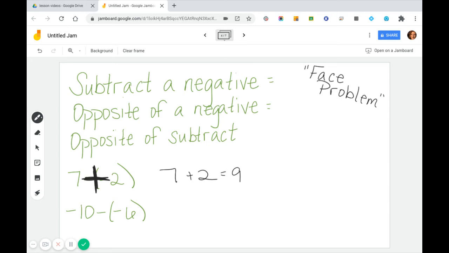So here's that face again. Here's my 2 squinty eyes and the nose. And we know a face problem, it turns into addition. So these 2 minus signs come together to make a plus. So then we really have negative 10 plus 6. I have 4 more negatives than I do positives. That would equal a negative 4.